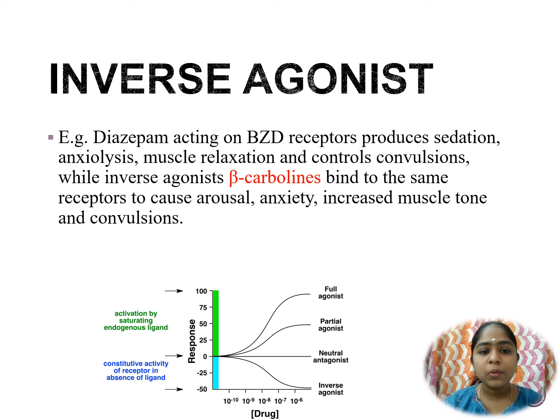Inverse agonist. An inverse agonist activates a receptor to produce an effect in the opposite direction to that of an agonist. For example, diazepam acting on the benzodiazepine receptors produces sedation, anxiolysis, muscle relaxation, and controls convulsions.